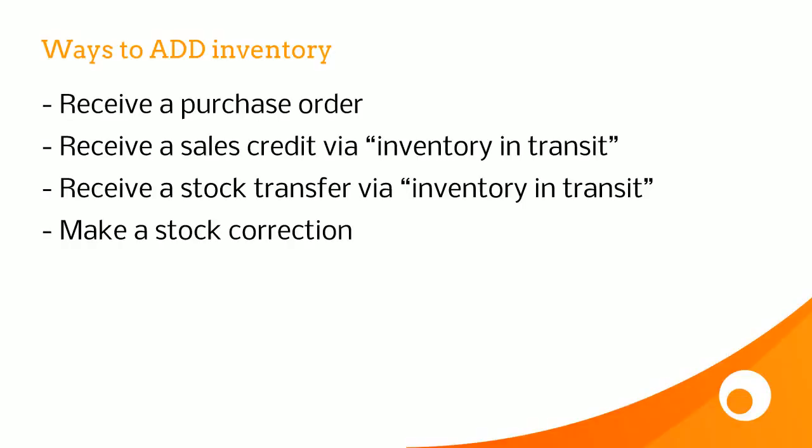So, ways to add inventory to the system. One is to create a purchase order and then receive the goods on that, and that's the best way to receive goods in, because it means that when you later receive the purchase invoice from the supplier, you can reconcile the two. Another way to add inventory to your system is via a sales credit, so that's when customers are sending goods back to you. Another way is to receive a stock transfer or an inventory transfer between 2 different warehouses, and then finally you can add inventory using a stock correction.